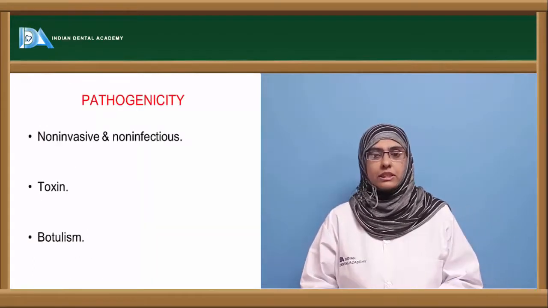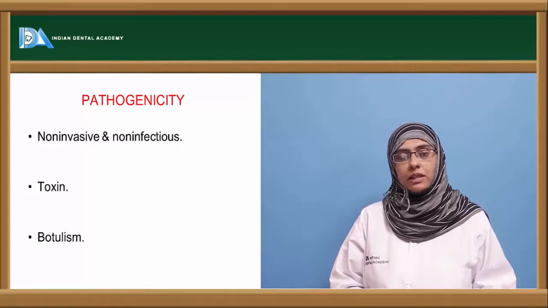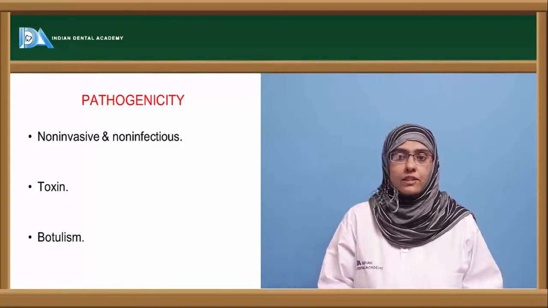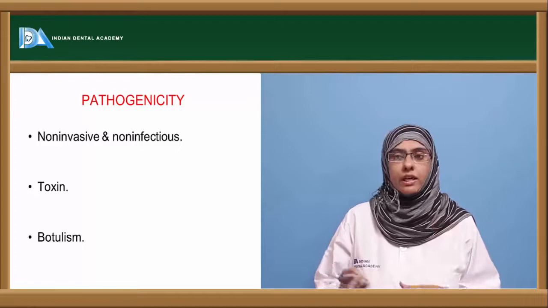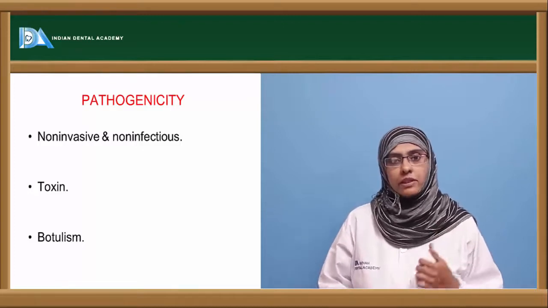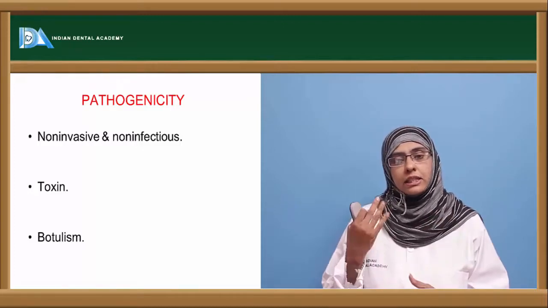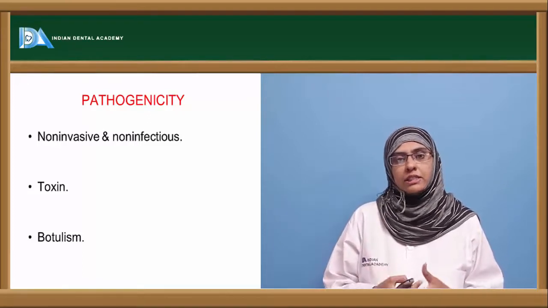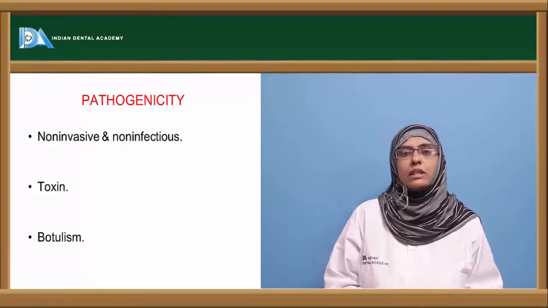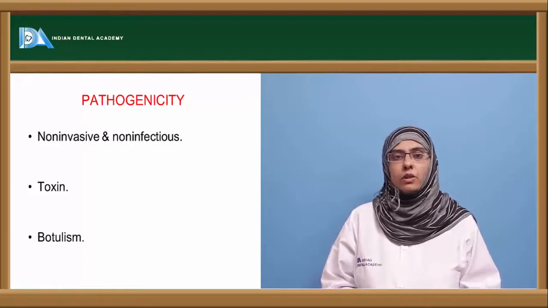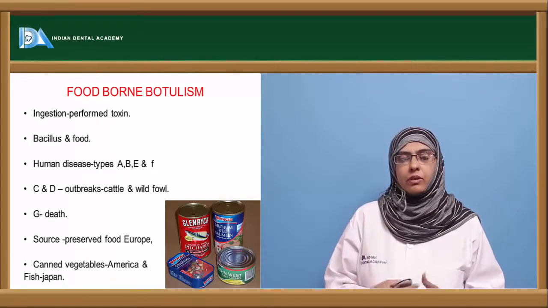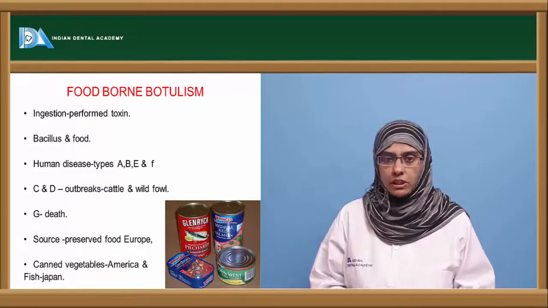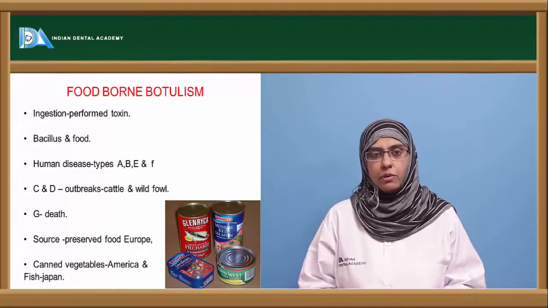Coming to the pathogenicity, as already discussed, the organism itself does not cause the infection. That is, it is non-invasive and non-infectious. It is only after the organism dies and releases the intracellular toxin that it is able to cause the infection. So all the manifestations that are caused by this organism together are compiled as botulism. And 3 types of botulism are known. One is foodborne botulism, wound botulism, and infant botulism.